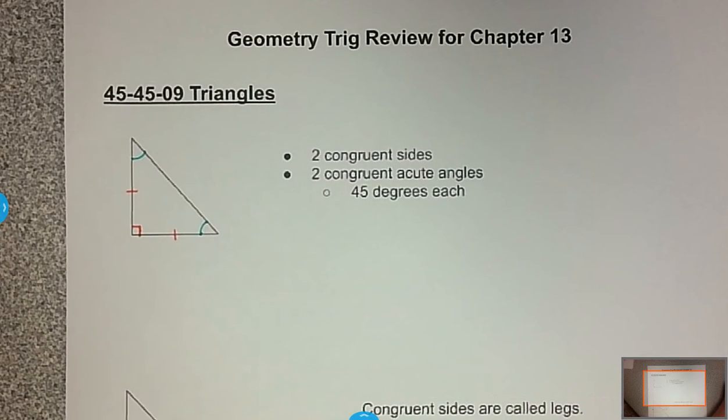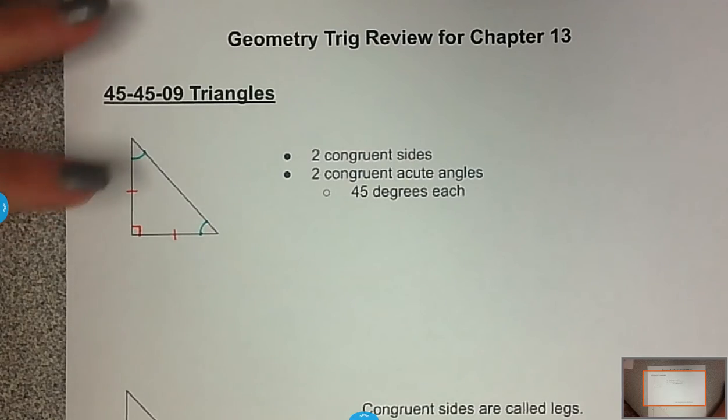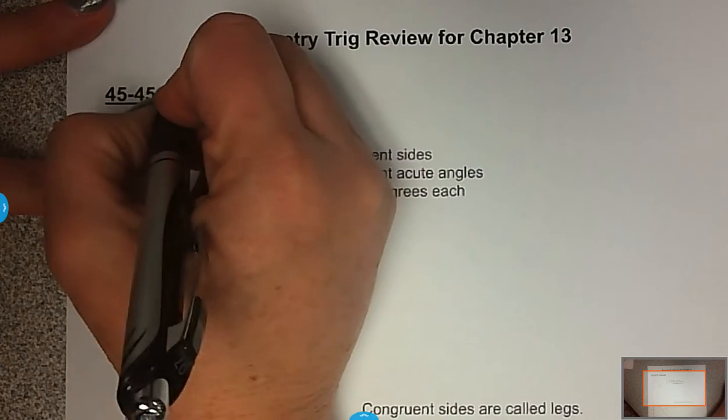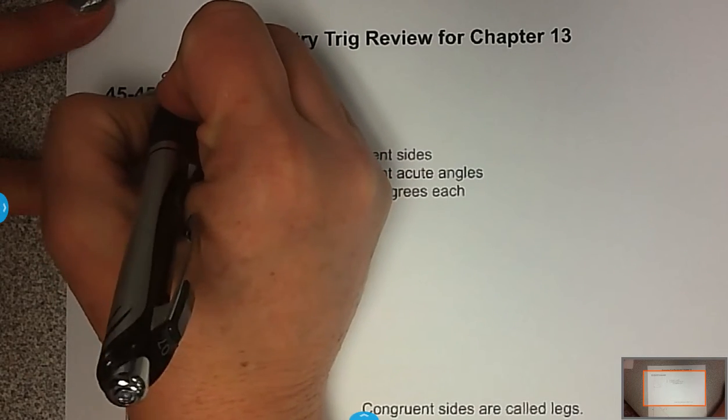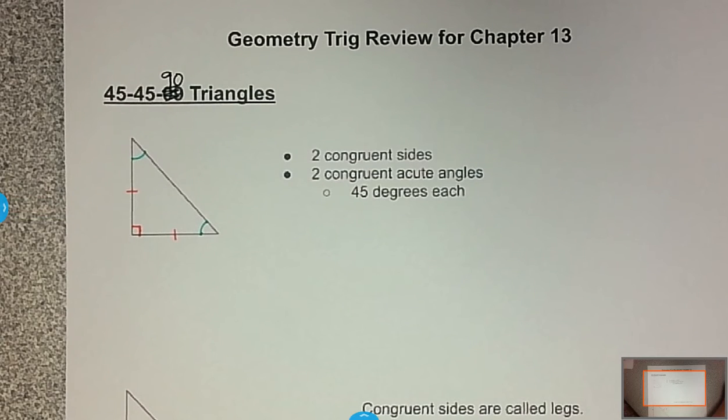Alright guys, today we are going to start our chapter on trig, but before we actually get into the Algebra 2 part of trig, we've got to do some geometry trig review. And we start out with 45, 45, 90 triangles, not 09, that's a typo on my part. 45, 45, 90 triangles. And this is not trig as you knew it in geometry, but in a few days you'll see how it relates to the trig we need in Algebra 2.